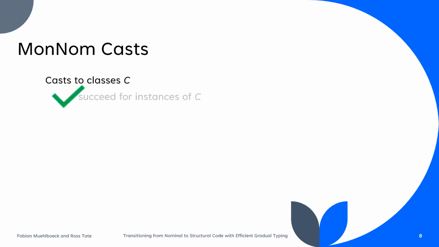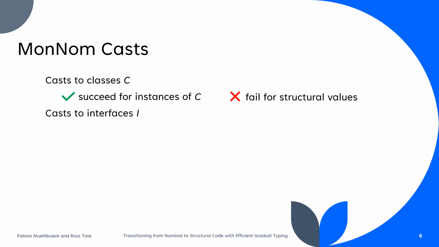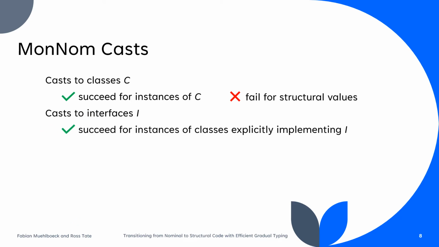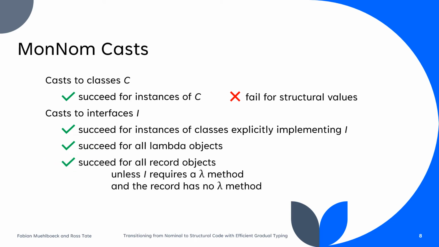This kind of cast only succeeds for actual instances of that class, not for structural values, which is important for efficiency, as class types let us access a value's members via compile-time offset calculations. This relies on layout invariants that structural objects do not generally satisfy. However, a value might also be cast to an interface. This succeeds for instances of nominal classes precisely when the class explicitly implements that interface, as is normal for nominal languages. However, it also succeeds for all lambda values and for most records. The only condition here is that if the interface prescribes a lambda method, the record needs to provide one. This is necessary for an optimized implementation of direct invocations.